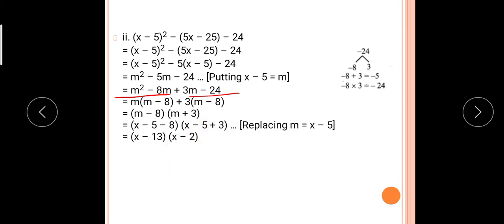So in this simple way you have to solve. No need to do any more calculation. This is a simple way.